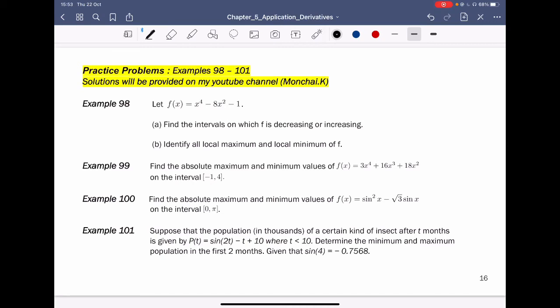Hello all. In this video, we are going to do the practice problems, examples 98 to 101. These are examples I assigned in class for you to practice. Hopefully you all did it. So we are going to look at the solutions together. All right, so let's get started.